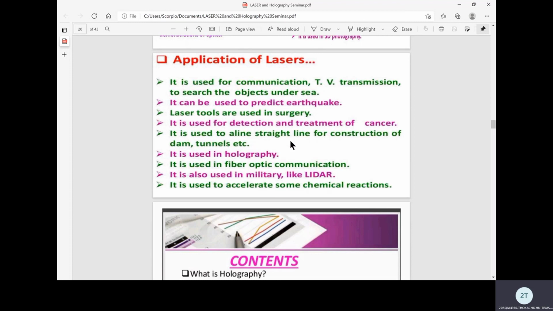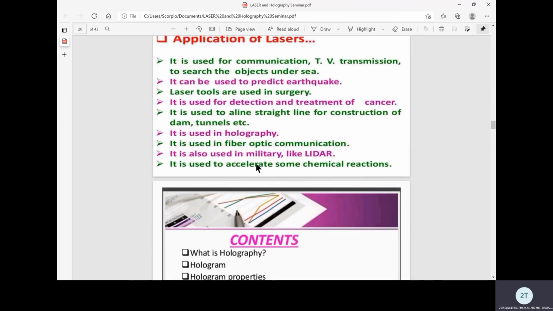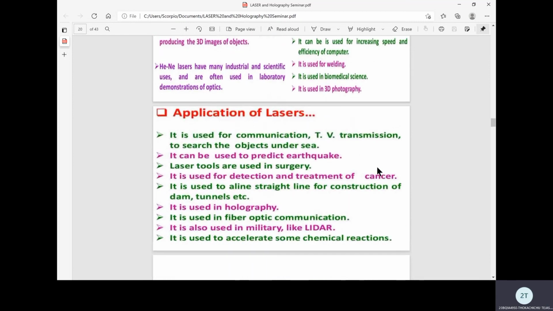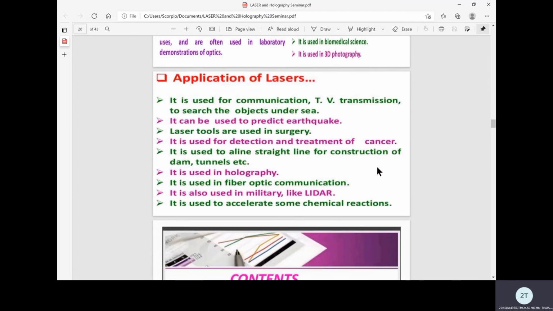It is used to align straight lines for the construction of dams and so on. It is used in holography. It is used in fiber optic communication, which we discussed before. It is also used in the military, like lidar. It is used to accelerate some chemical reactions. In this way, lasers play a very key role in our daily lives.